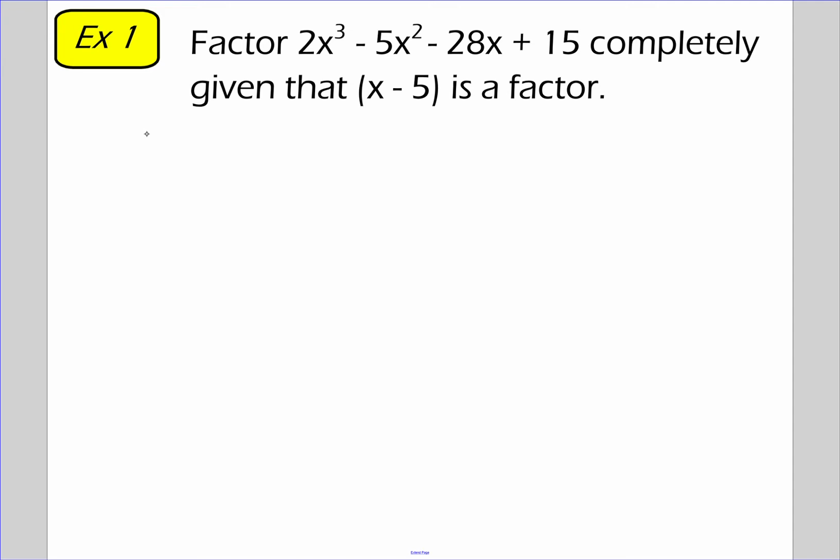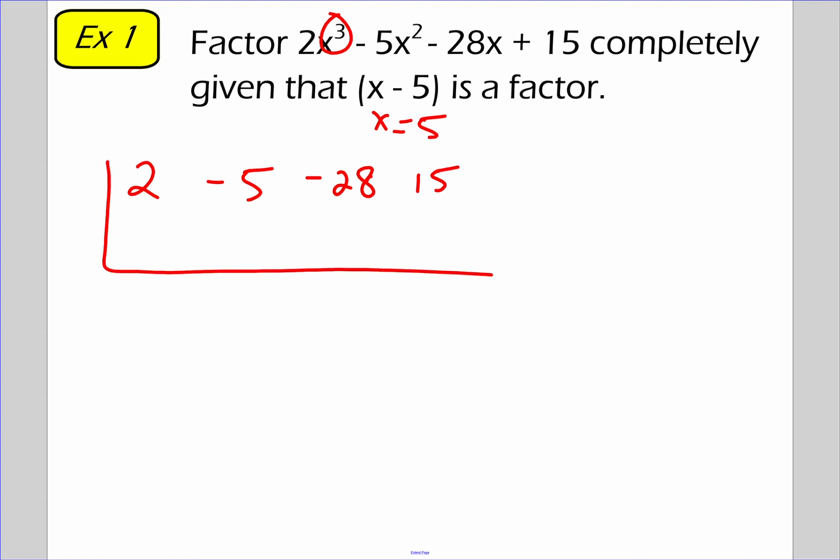So what do we do here? Well, we've got a third degree polynomial, so it's going to have 3 zeros, 3 factors, and we're told that x minus 5 is a factor. So that means that x equals 5 is a zero. So I'm going to go ahead and use synthetic division to factor out this factor and see what we are left with.